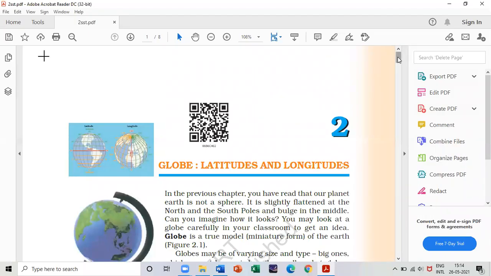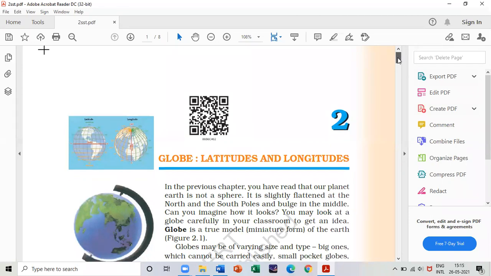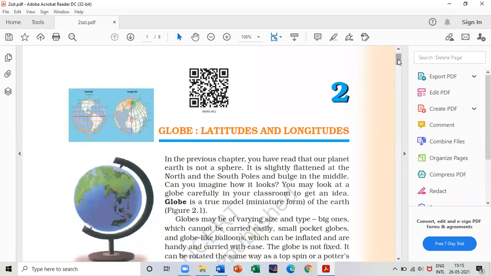Hello everyone. Today I'm going to discuss the question answers of Chapter 2 of NCERT Geography Class 6, and the chapter head is Globe and Latitudes and Longitudes. So the chapter name suggests the globe, latitudes and longitudes, and here we get the first question from the chapter, that is, what is globe?